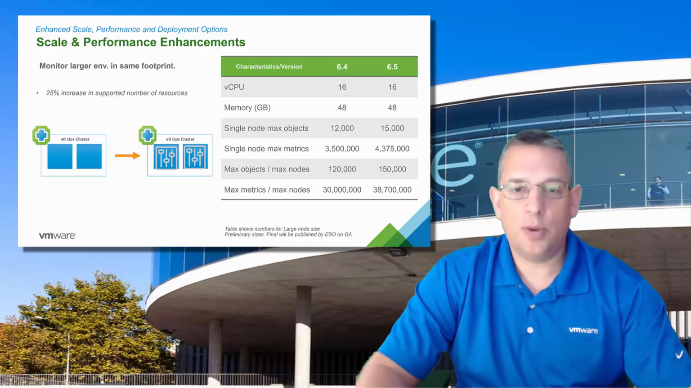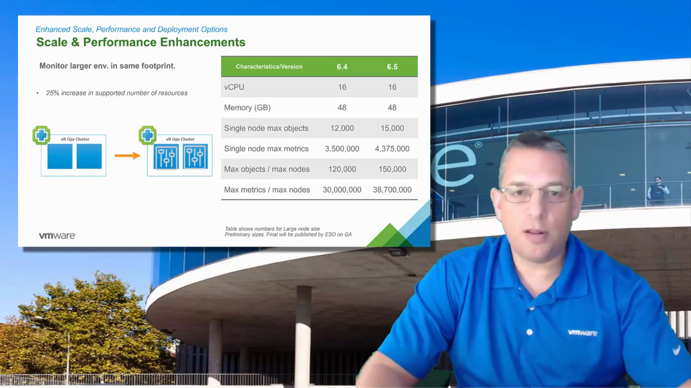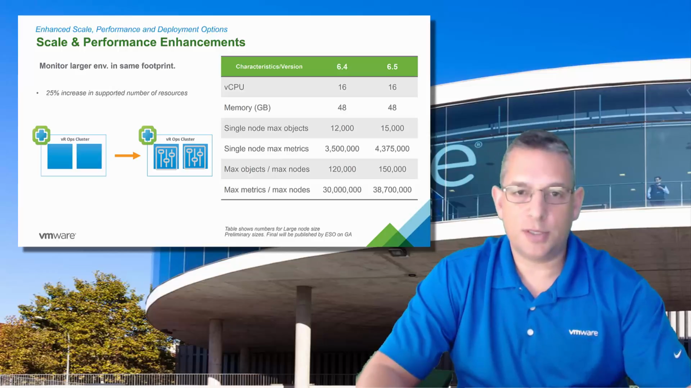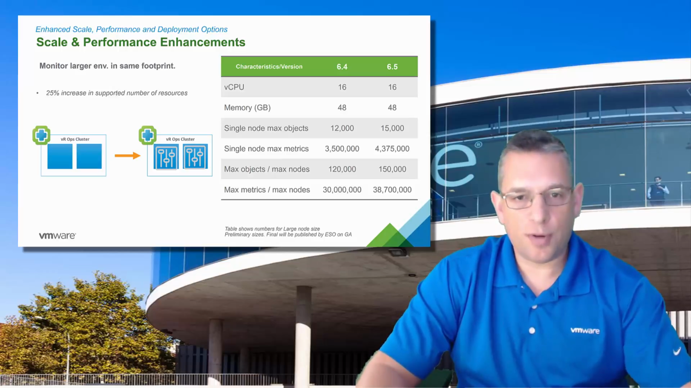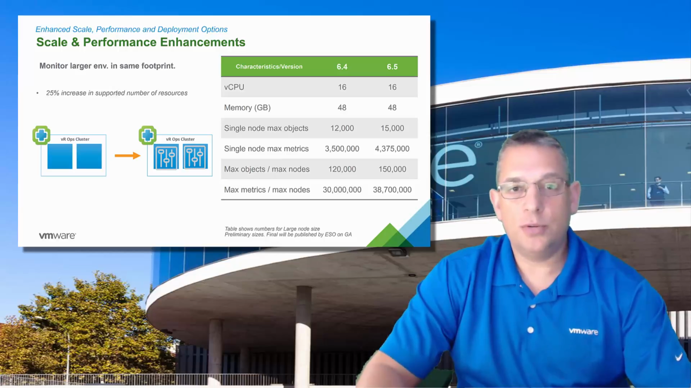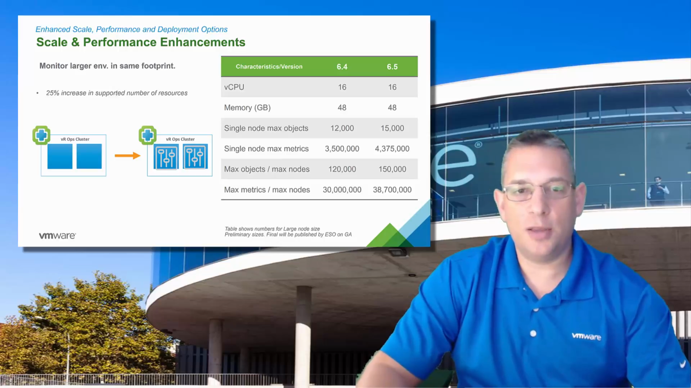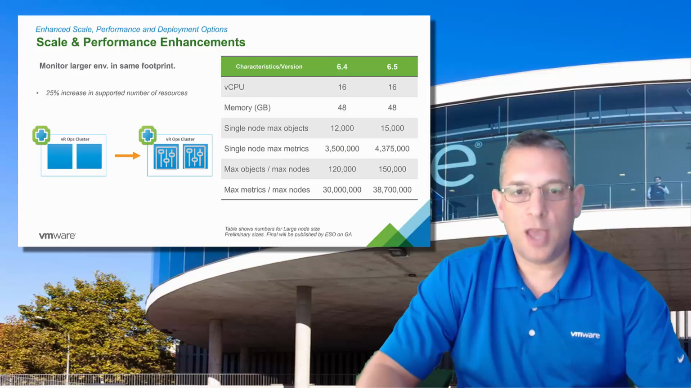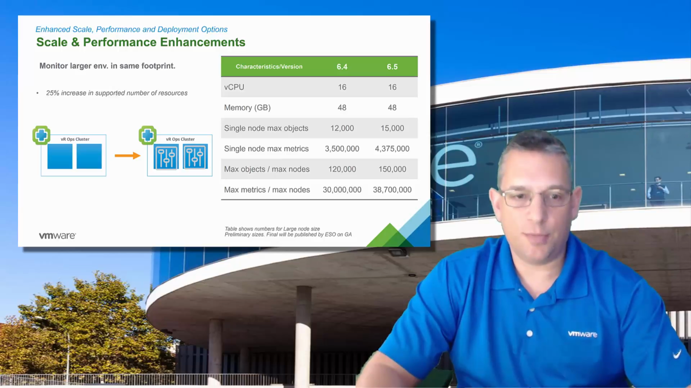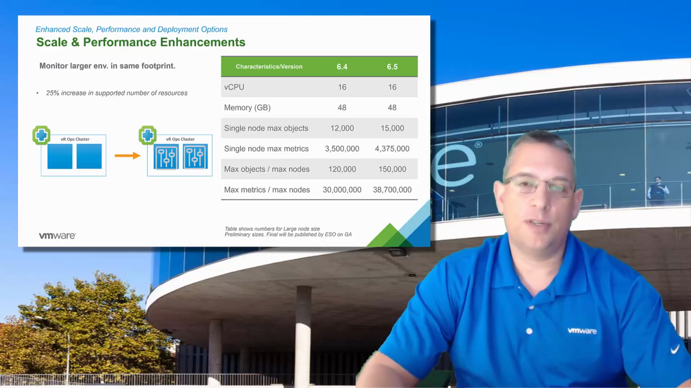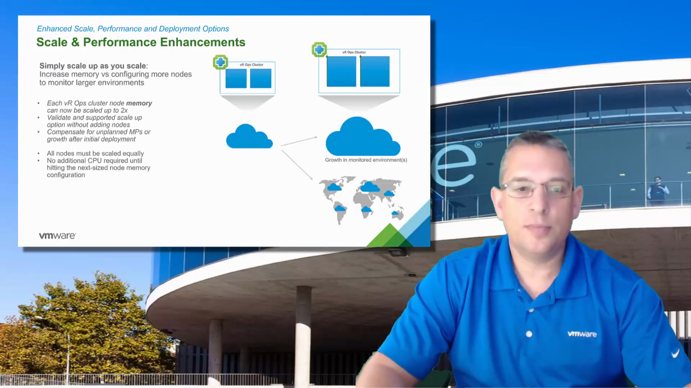So let's just say with one of the older versions of vRealize Operations, with the large size or large profile of deployment, you could monitor, let's say, 20,000 objects. Well, now with that same size profile of the deployment, you can now do maybe 30,000 or 40,000 objects. So essentially we've made improvements so that you can monitor many more objects with the same deployment size you had before. This gives you up to about a 25% increase in supported number of resources. So 25% is pretty accurate.